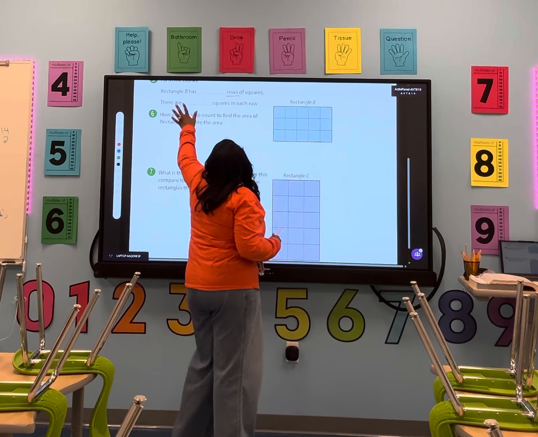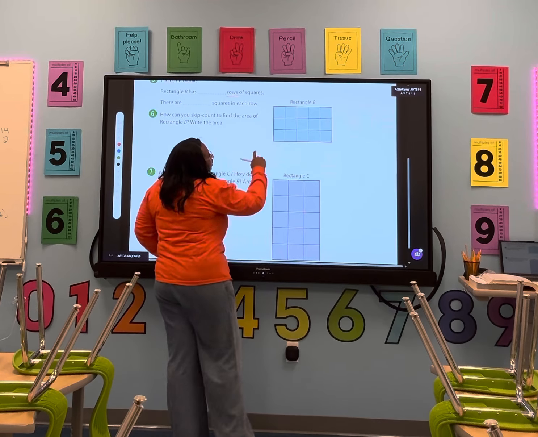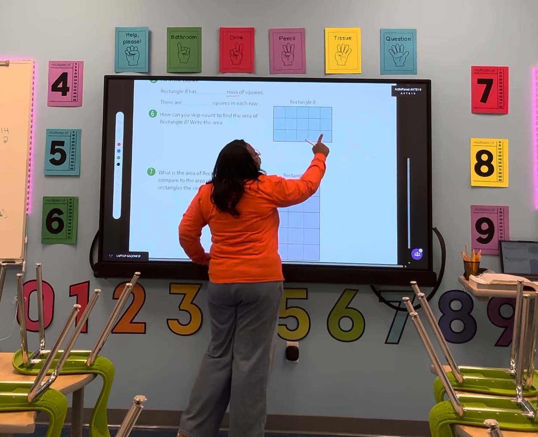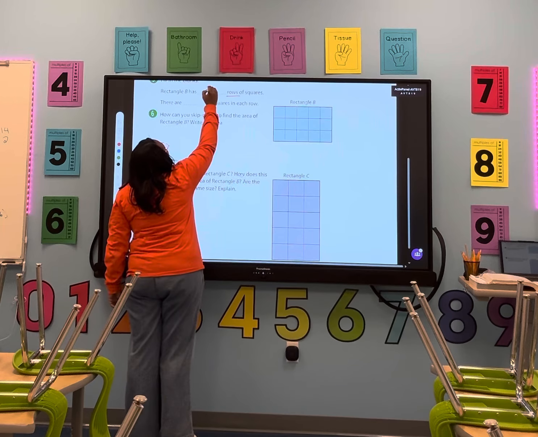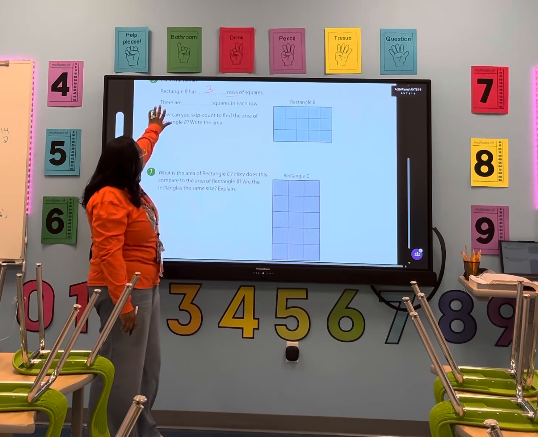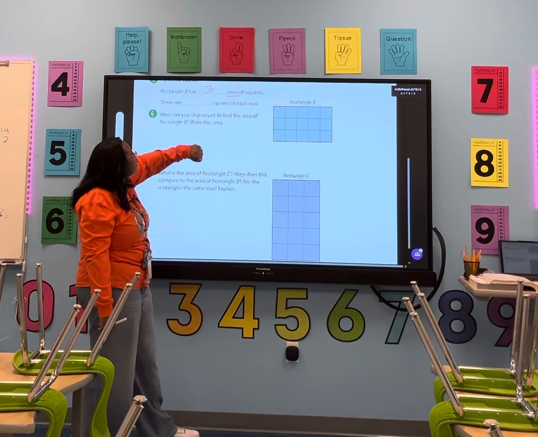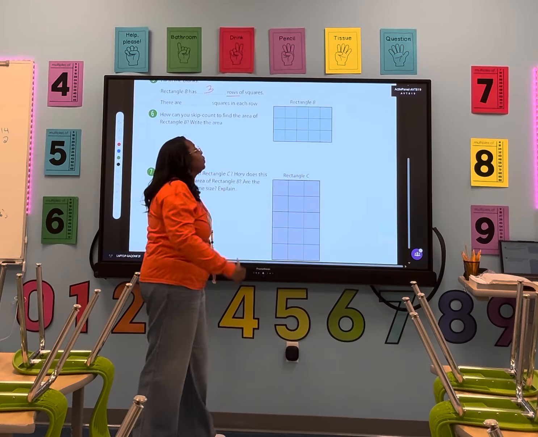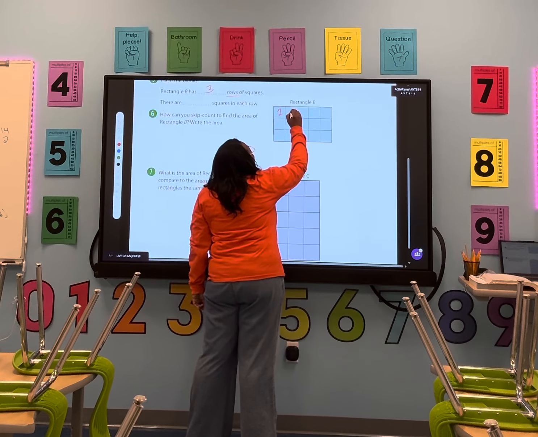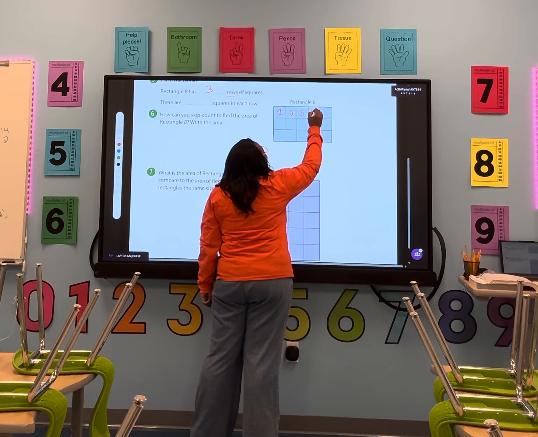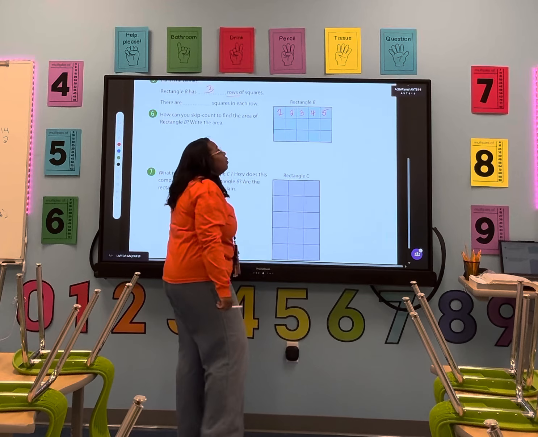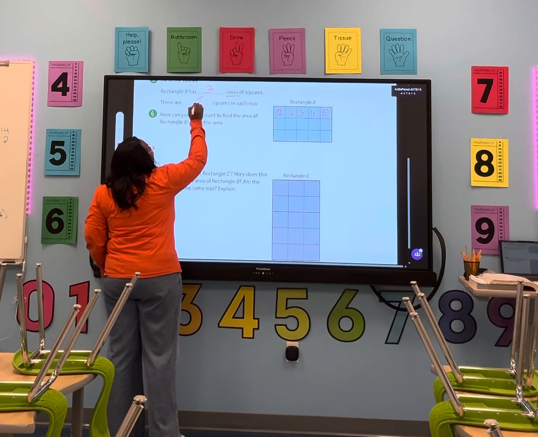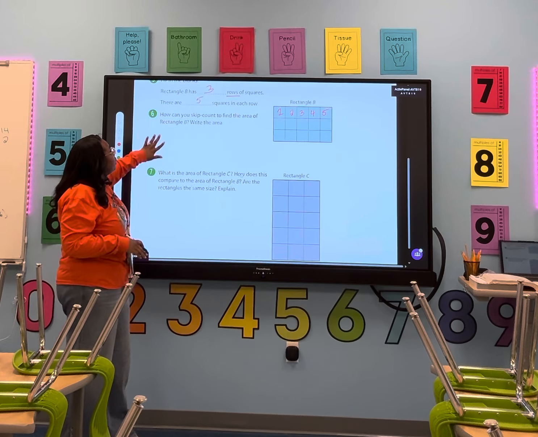So they want to know how many rows of squares. So if I look at this, I'm going to count the rows. 1, 2, 3 rows. So my answer would be 3. Now, the next question says there are blank squares in each row. Now I need to figure out how many squares I have in each one of these rows. So let's count them. 1, 2, 3, 4, 5. So each one of these rows has 5 squares. So I'm going to put 5 here. Okay? So now let's go to number 6.